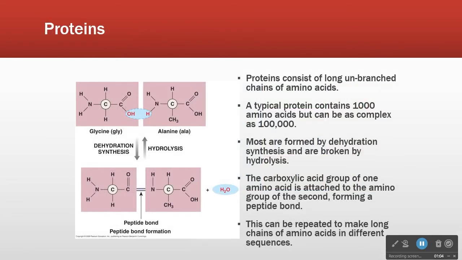Just to refresh your memory of how this works, we take two amino acids, do a dehydration synthesis, and link them together in what's known as a peptide bond, right? We do this a few thousand times, so we end up with this long chain of amino acids. And where do we get the blueprint for the long chain of amino acids? DNA. Very good, so you paid attention that day. A typical protein is about 1,000 amino acids, and can be as complex as 100,000. These can get very, very long.